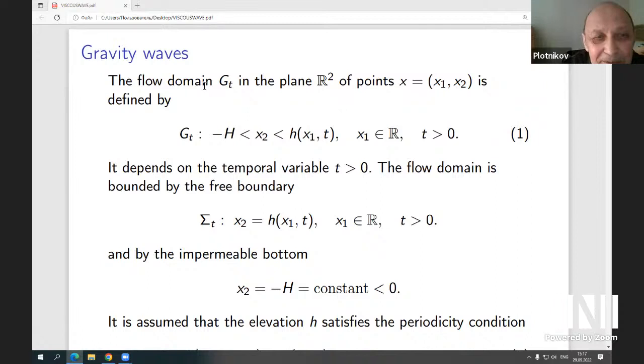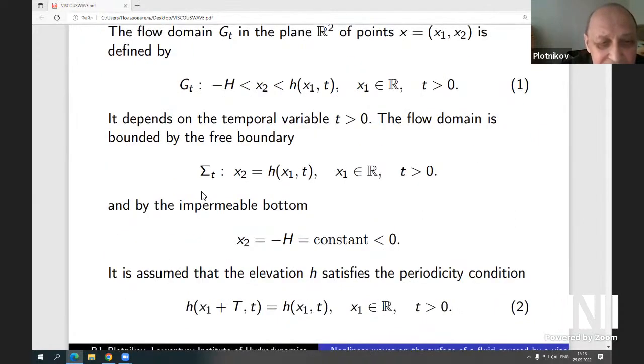From the bottom, it is bounded by the solid wall, the finite depth minus h, and then it is bounded by the free surface sigma t, which is in fact the graph of the elevation function h.